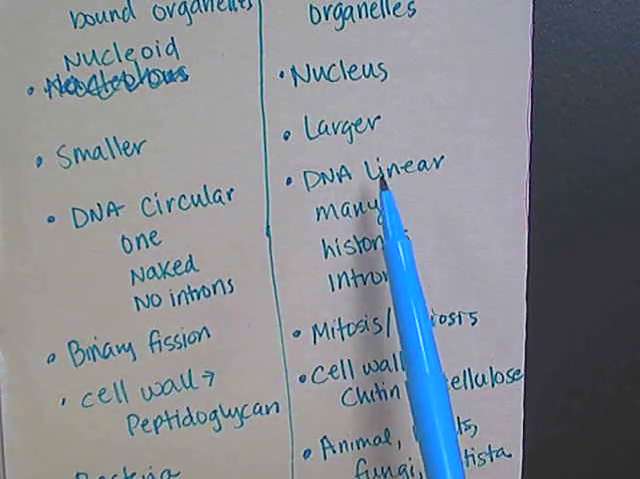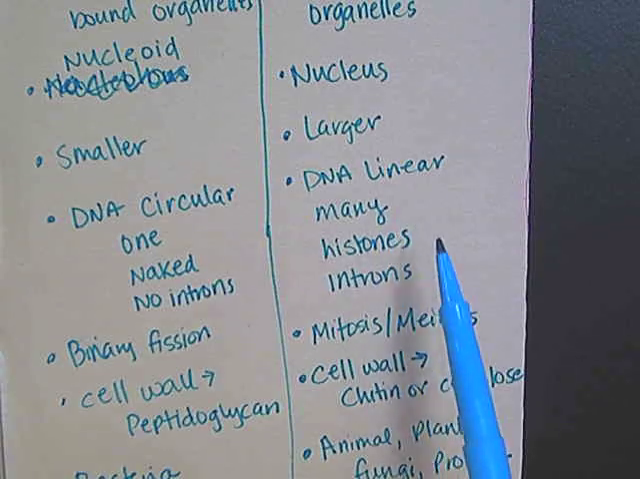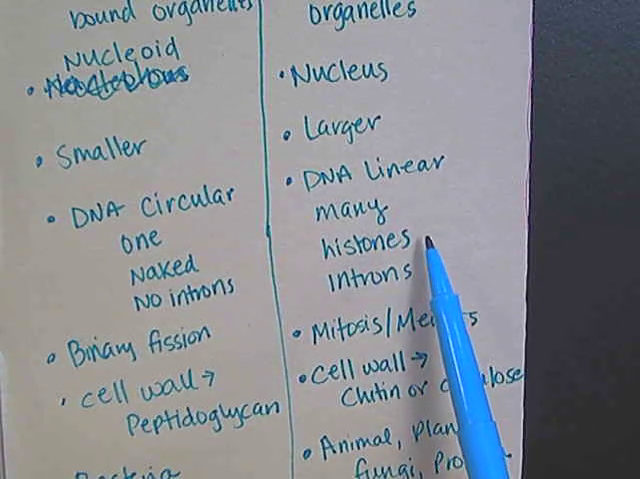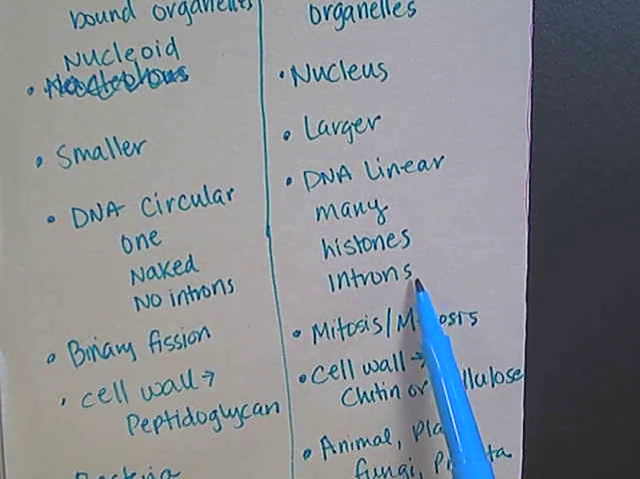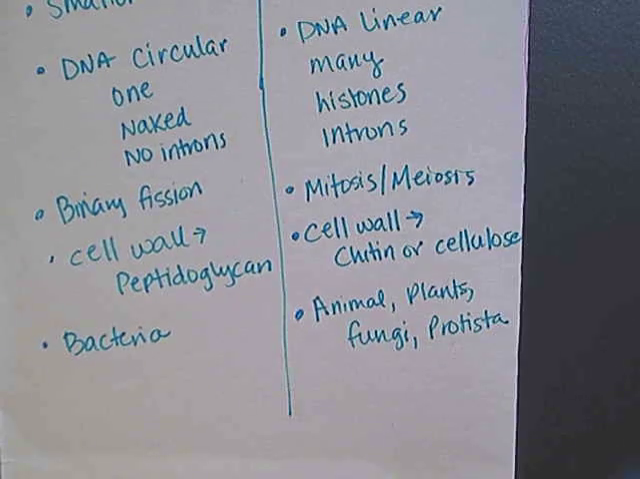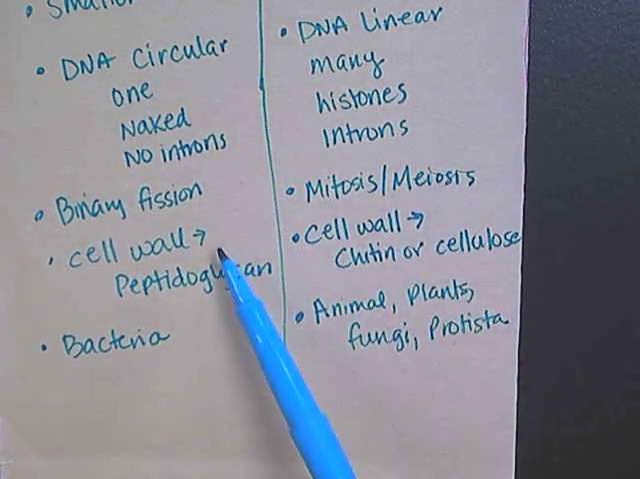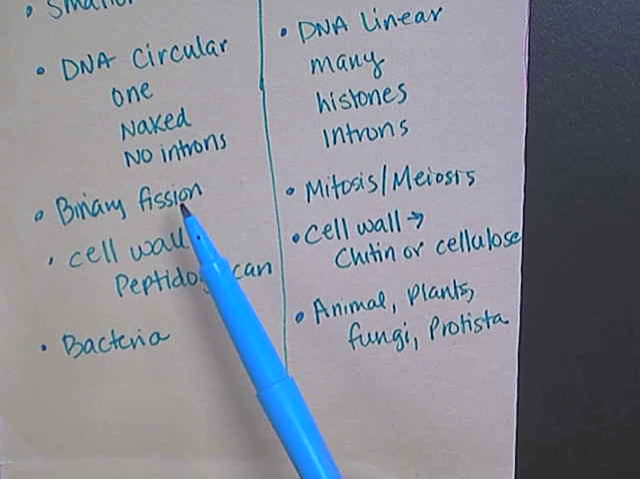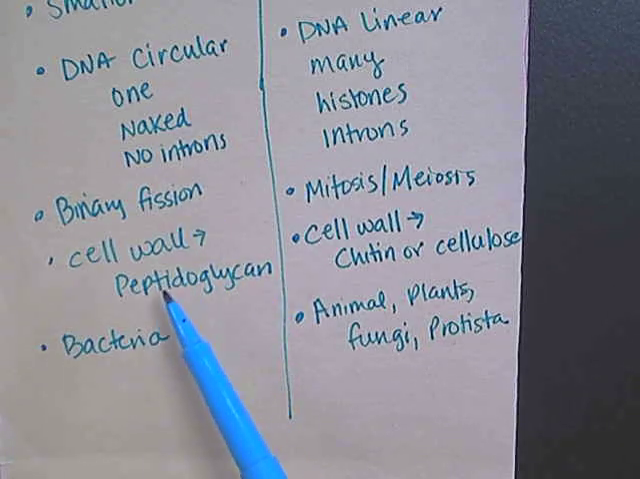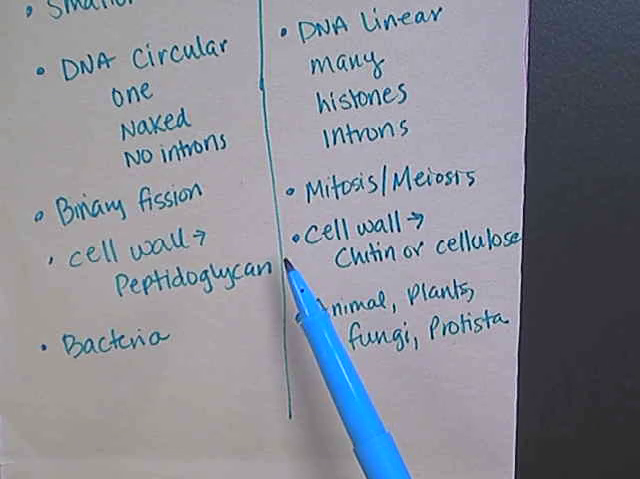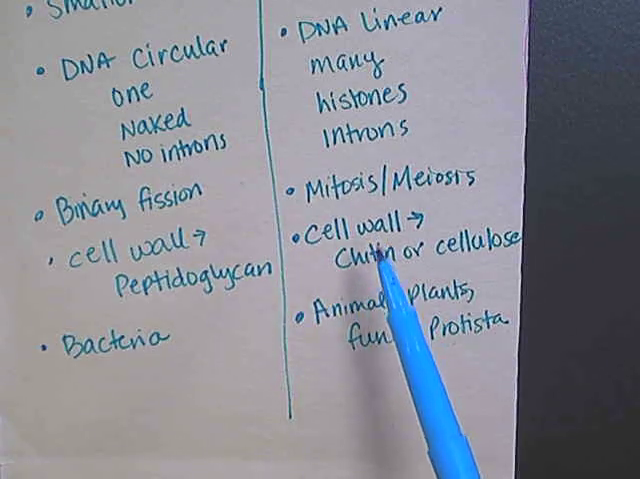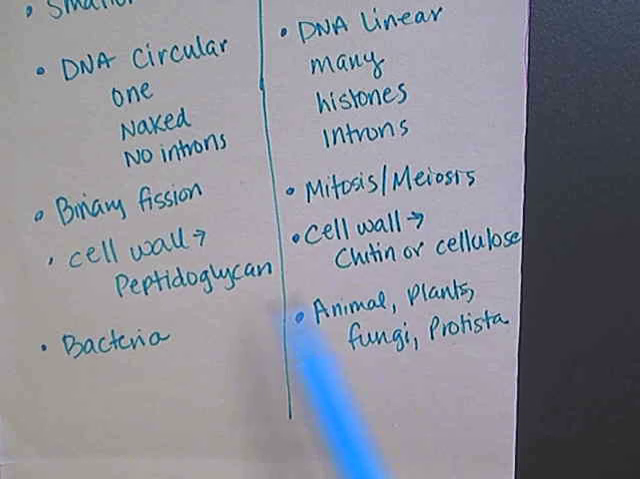Eukaryotic DNA is linear. They'll usually have multiple chromosomes. They do have those histones, those proteins that act as a spool for the DNA, and you do find introns in eukaryotic cells. Eukaryotic cells divide by mitosis or meiosis, whereas prokaryotes will divide by binary fission. If there is a cell wall present in prokaryotes, it's going to be made of peptidoglycan. If there is a cell wall in eukaryotes, it's going to be made of chitin or cellulose. Some examples include bacteria for the prokaryotes. That's the only example. And then eukaryotes are your animals, plants, fungi, and protista.